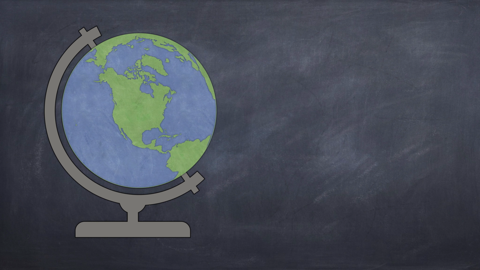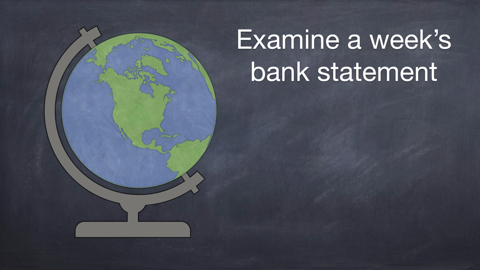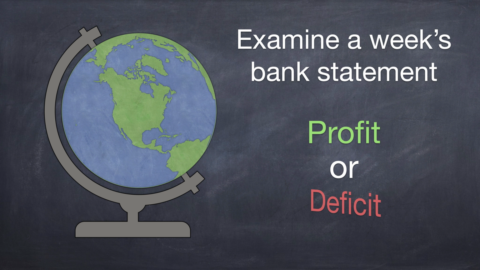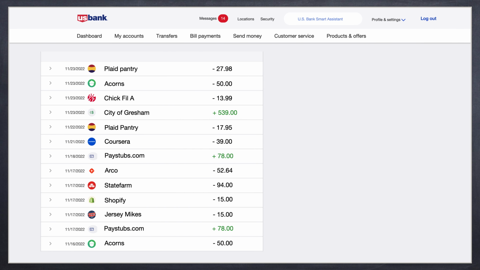So let's take a look at a real world example here. And what we're going to do is we're going to examine a week's bank statement. So we're just going to look at the expenses, money made and money spent of this person's bank statement for a week. So we're going to look for a profit or a deficit in this bank statement. So here is the bank statement. We're in their US Bank portal. And as you can see, you got all the expenses and everything right there.